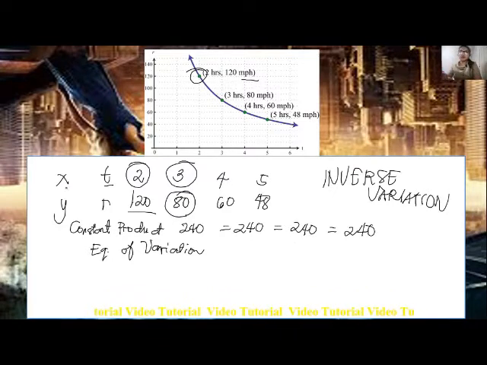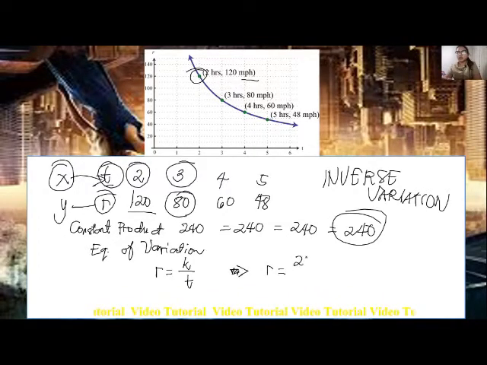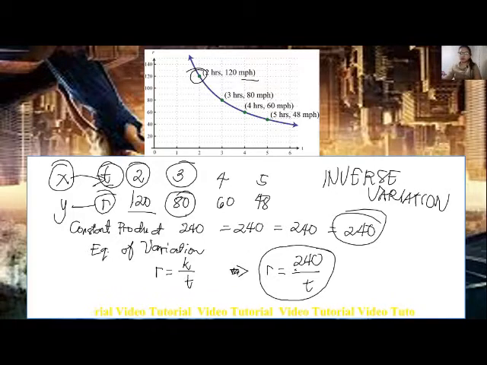For the equation of the variation, since we used R and T, R will replace Y, so this will be R equals K on the numerator, and then on the denominator we have the value of X that will be replaced by T. And then our constant, which is 240, so this will be R equals 240 over T. So this is our translation or our final answer for the equation of the variation.